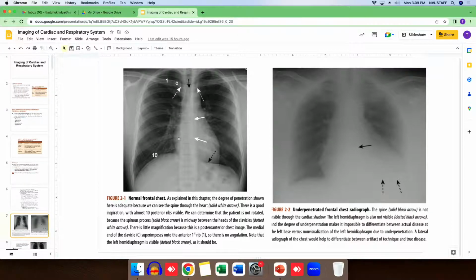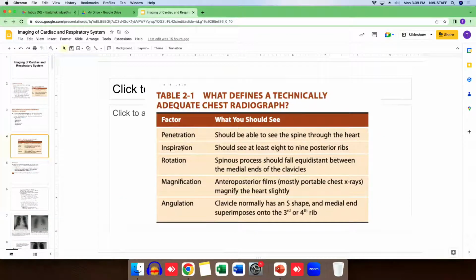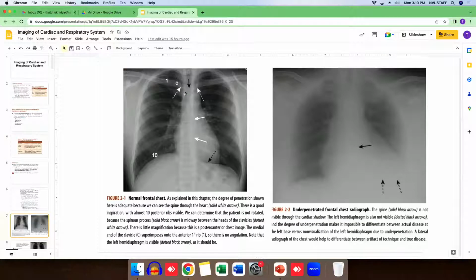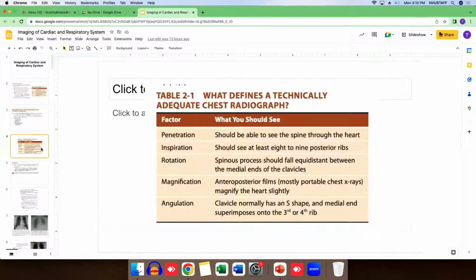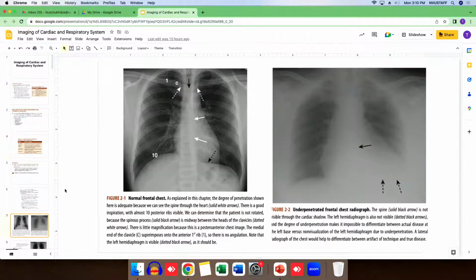Because we can see the spine. Okay, now check inspiration, the clavicle, and here we are able to see our spinal processes, right? This is small. If you make it bigger, you will be able to see. Another thing is that we should see magnification, and we can easily say that magnification is good because we are able to see all the lungs, right? And all the structures there.